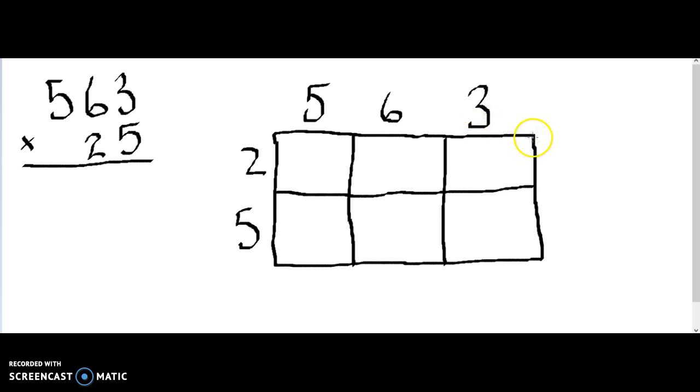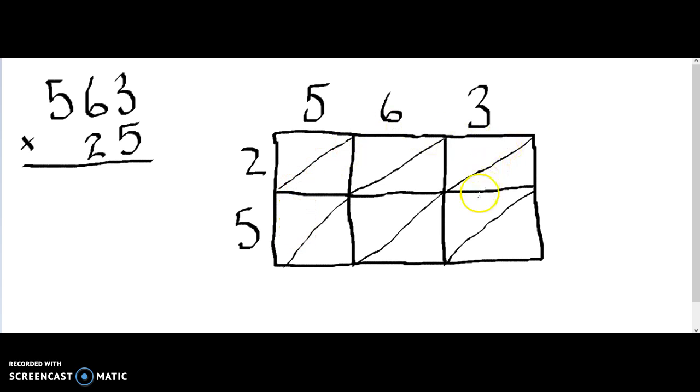Now we will draw a diagonal line through each of the boxes so we have a place to separate our ones digits from our tens digits. Our ones digits will go in every bottom triangle and our tens digits will go in every top triangle.